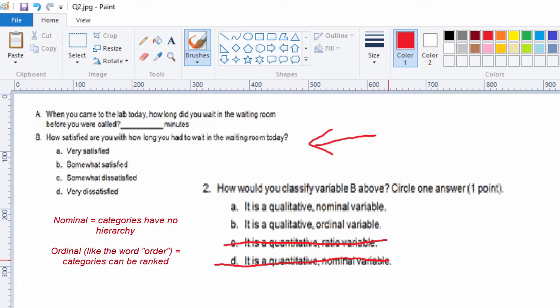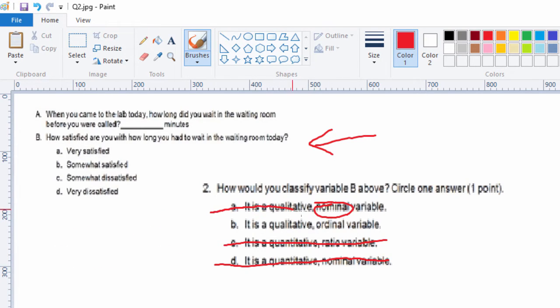Now, I just wanna remind you, the word ordinal has like ord in it, like order. So you can put these in order. There's a hierarchy, very satisfied, somewhat dissatisfied, very dissatisfied. So that's gonna mean that that's an ordinal variable. If it was something else, like for instance, race, or like what school you're from, you can't rank those in a hierarchy. Those are nominal. So if it's a category that can't be ranked, it's nominal. But that's not the situation here because this is a level of satisfaction, so that's ordinal, and so therefore B is the correct answer to question two.